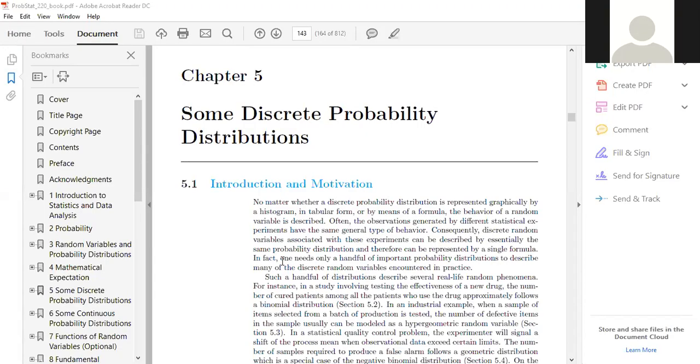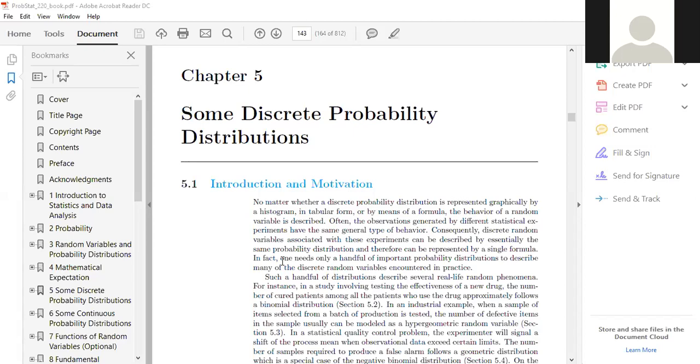Okay, guys. So last time we finished chapter 4, and today we are going to start the new chapter, chapter 5, some discrete probability distributions. There are two chapters, chapter 5 and chapter 6. In chapter 5, we are going to see just discrete probability distributions, and in chapter 6, we are going to see the continuous probability distributions. So chapter 5 is completely based on the discrete.